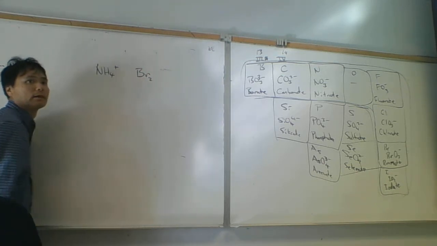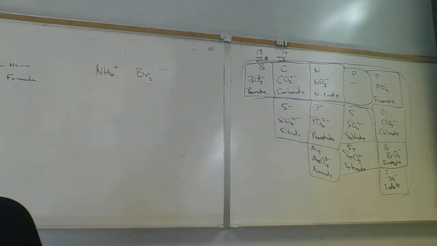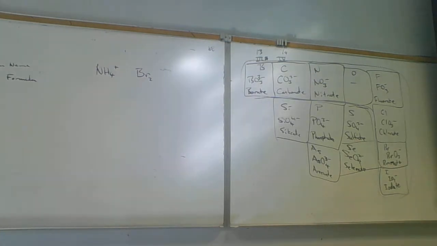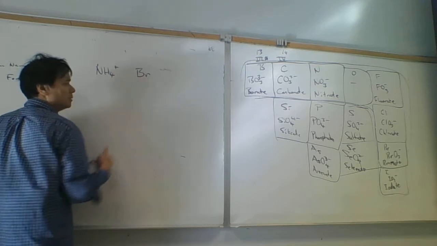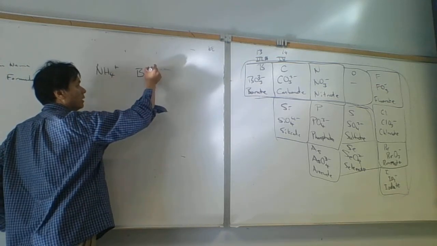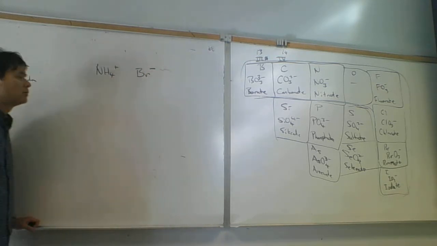Br2 would be for elemental bromine, but not the anion. The anion is not going to be Br2. The anion is actually going to be Br with a single negative charge. So that would be bromide.